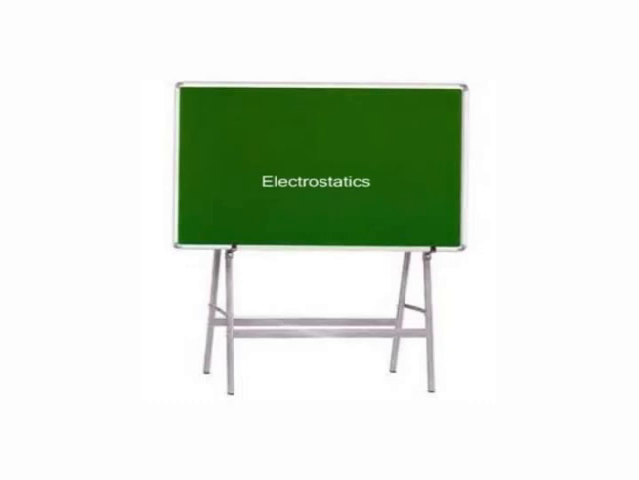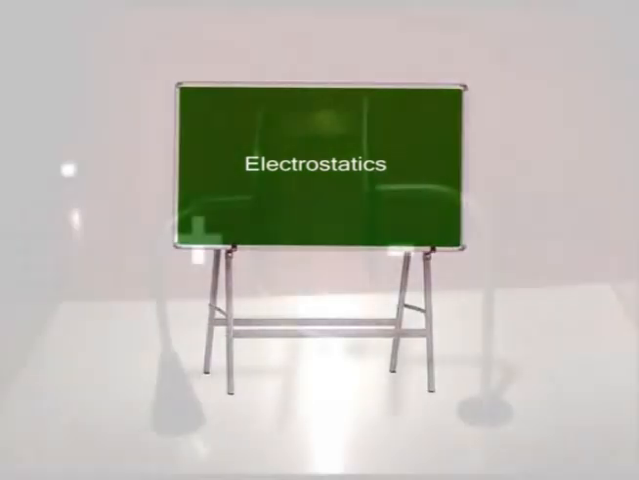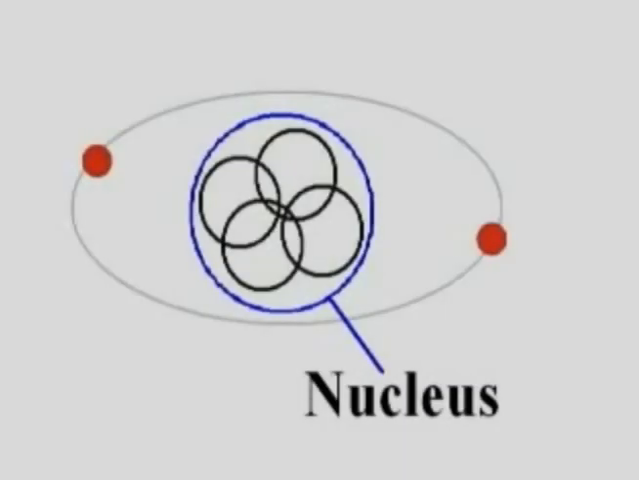Welcome to the next chapter on electrostatics. Electrostatics is a study of static electricity or charges. These charges originate in the atom. If you remember an atom, you will know that an atom has a compact center called the nucleus.